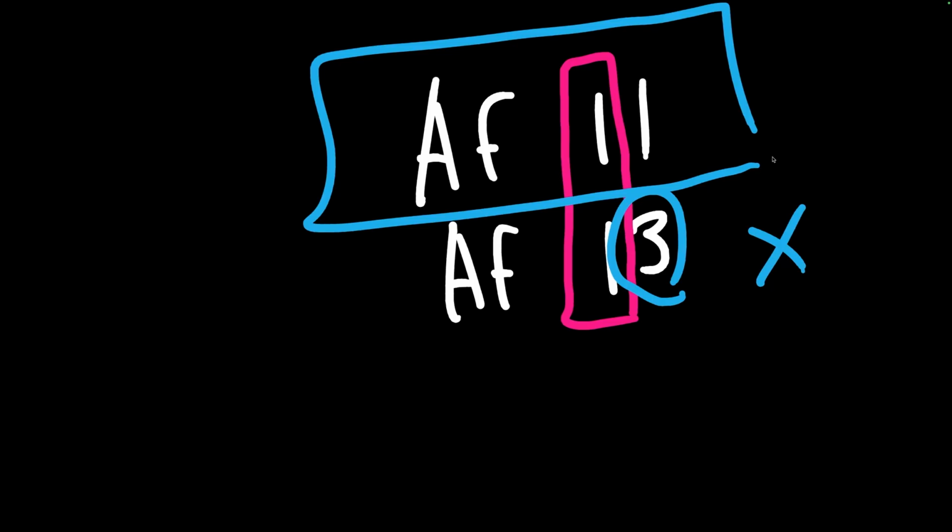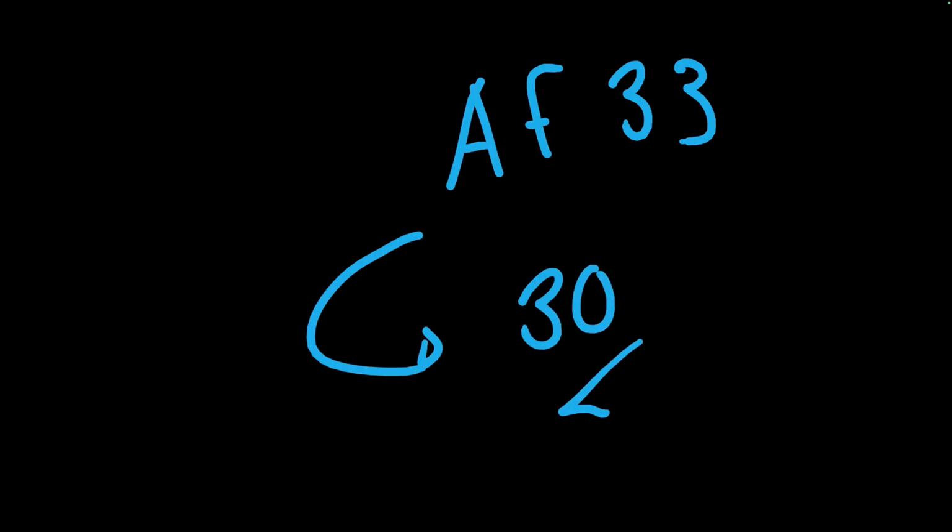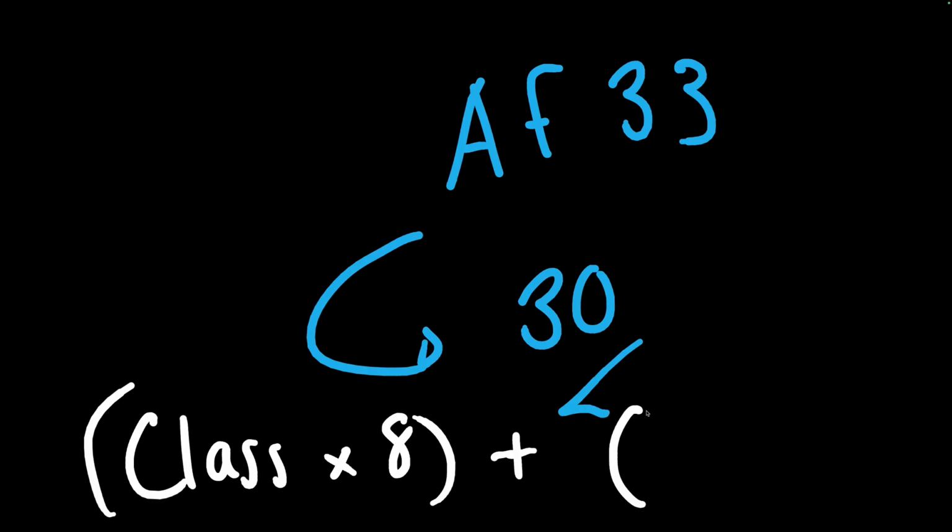Now, circling back, how on earth do we get from AF33, remember this, how on earth is this somehow equating to the decimal value of 30? Well, there actually is a formula that we can use to derive the value. Now the formula is as follows. What you do is you take the class number, which is the first number, and you times it by the value of 8. And then you take the drop precedence value and you times that by the value of 2. And then you take these two values and add them together.